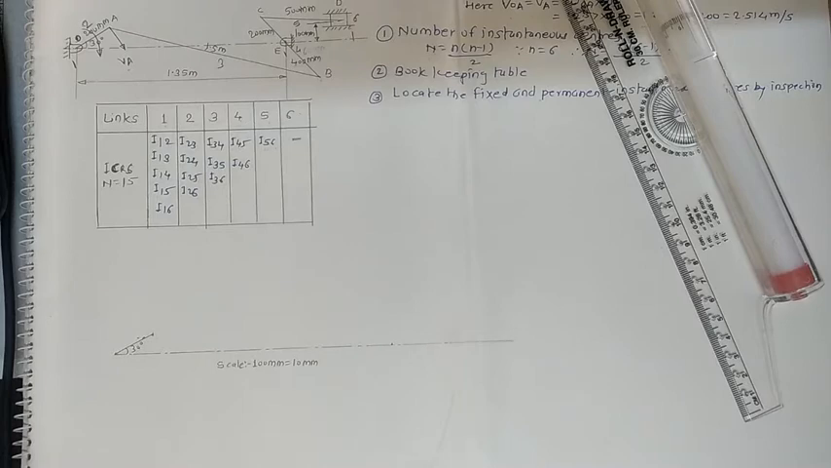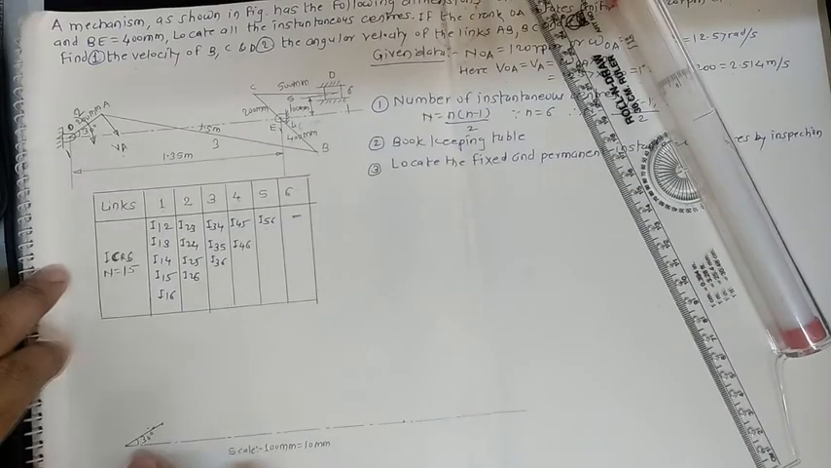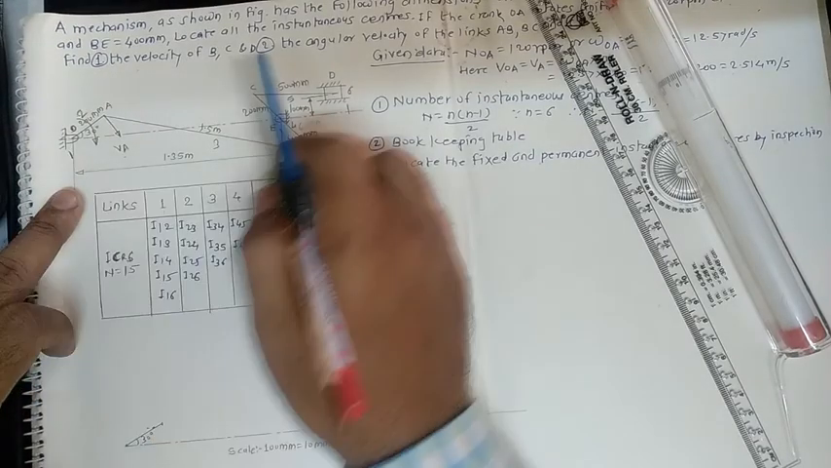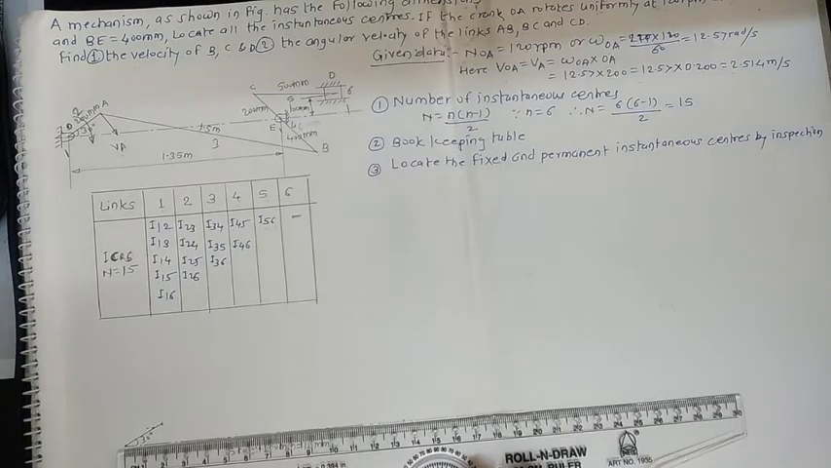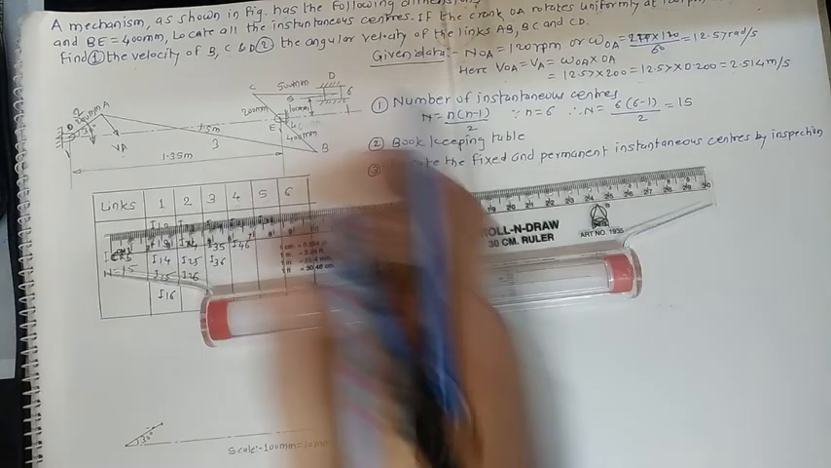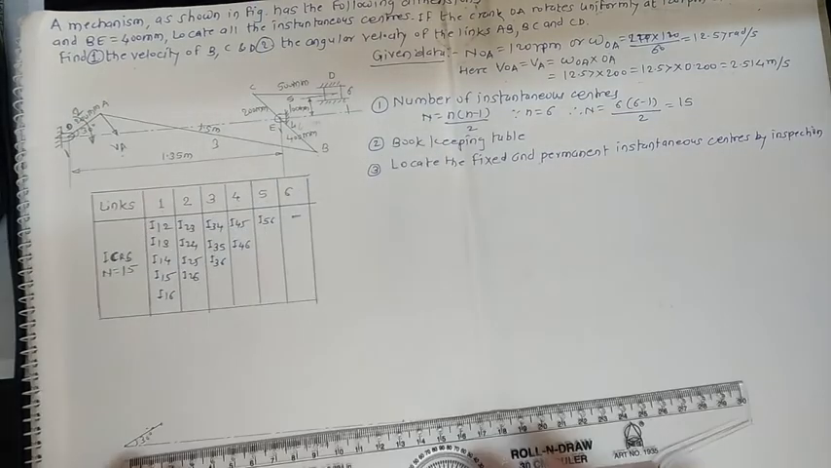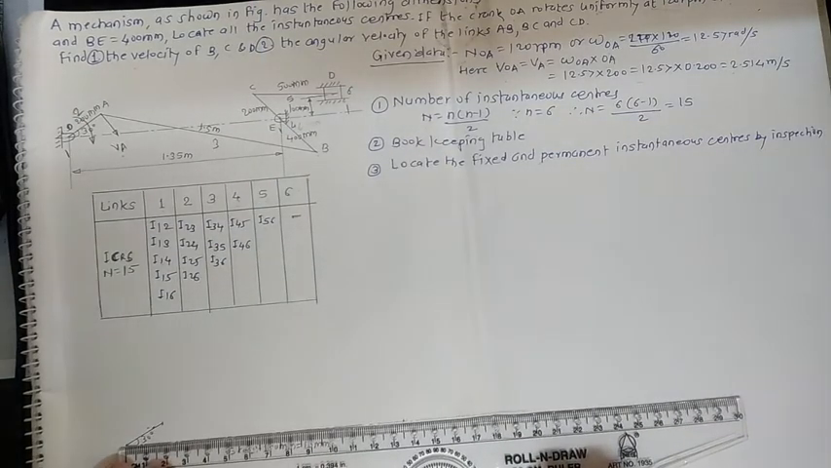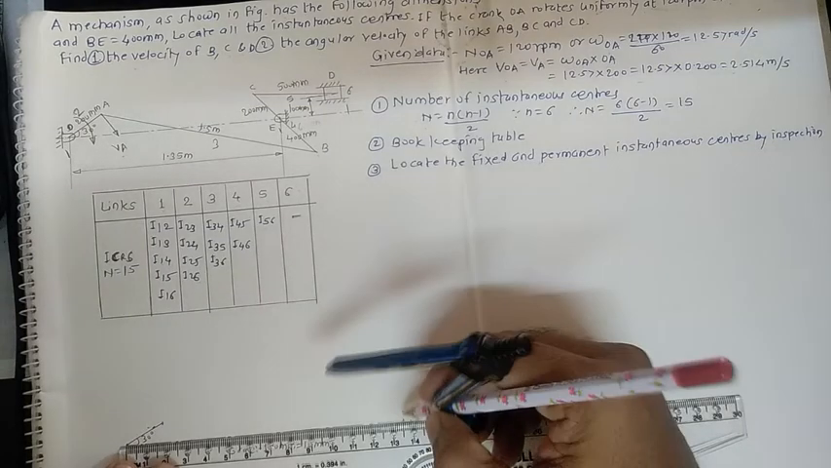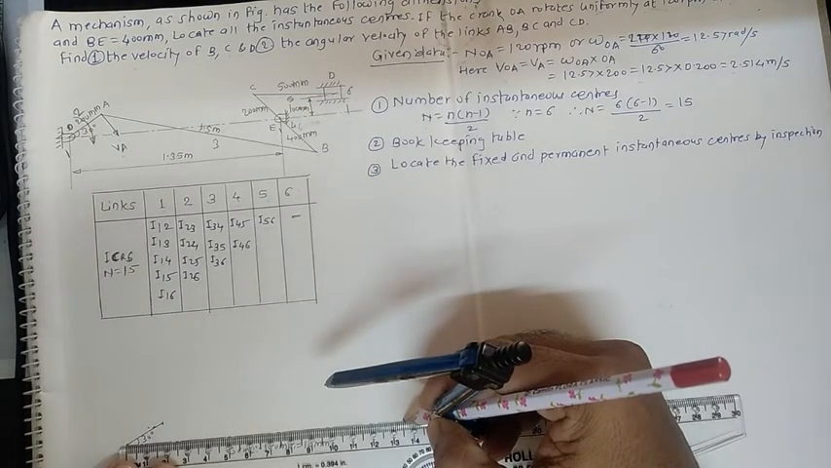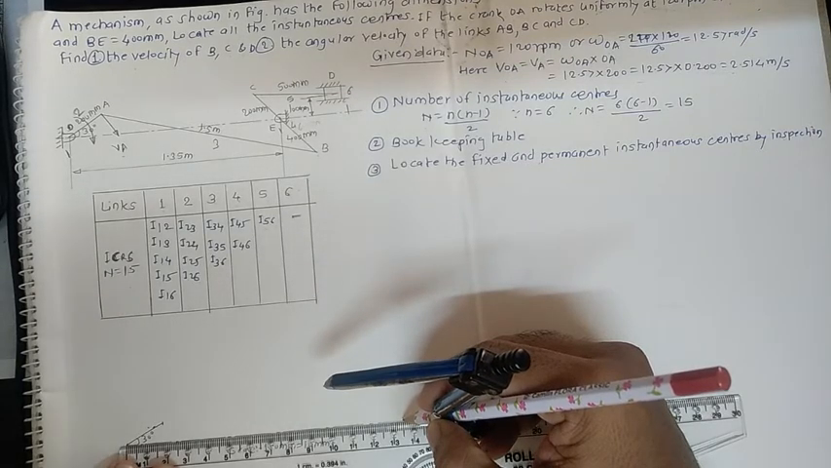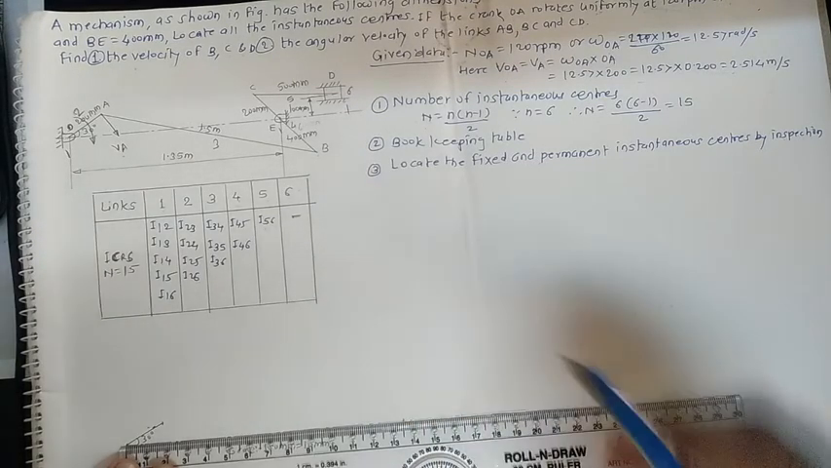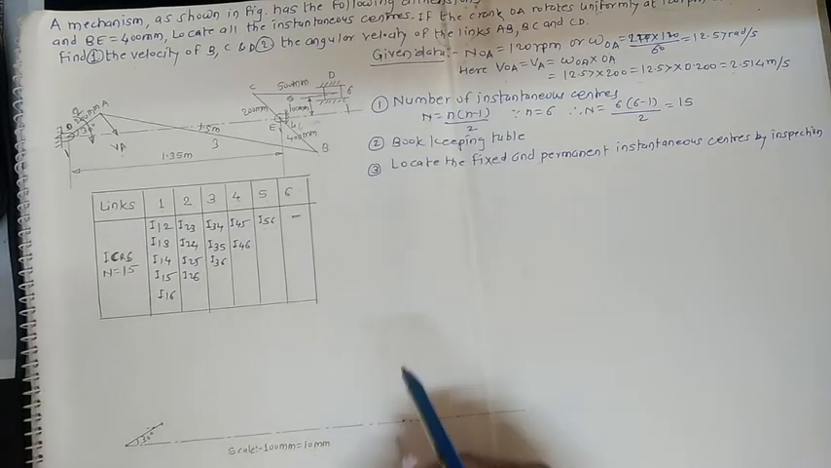So this distance is given as 1.35 meter, okay. So with respect to this endpoint, just mark one point at a distance of 1.35 meter, or as per our scale, 135. Okay, so mark it here, and we can get this point. This point is nothing but the E point.